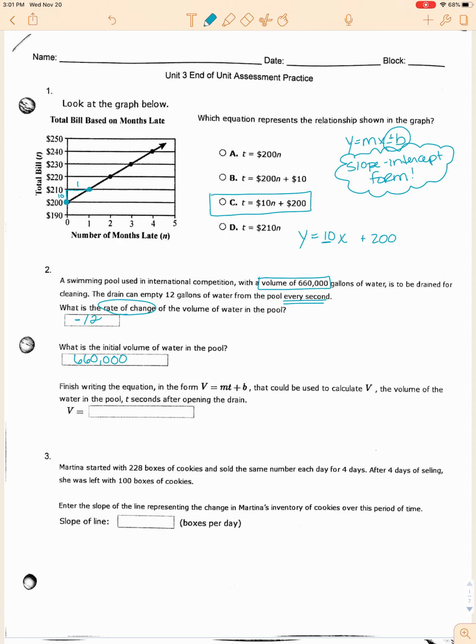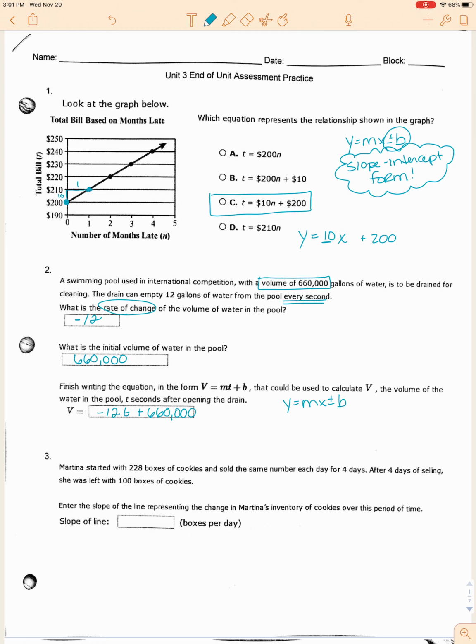All right, so I'm going to write an equation, and the equation is the same thing as y equals mx plus or minus b form. It's just using different variables. So it would be V equals negative 12t plus 660,000. All right, let's keep moving.